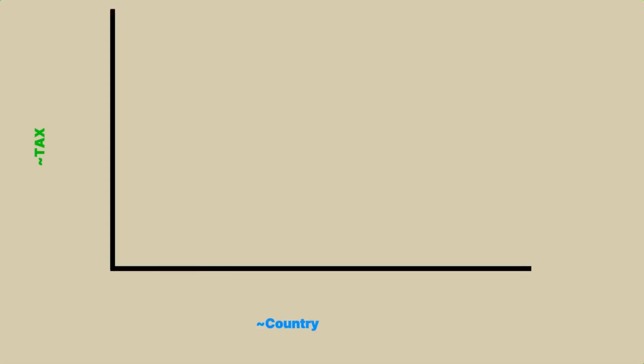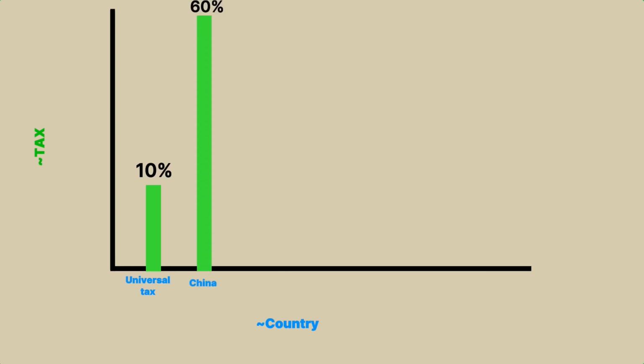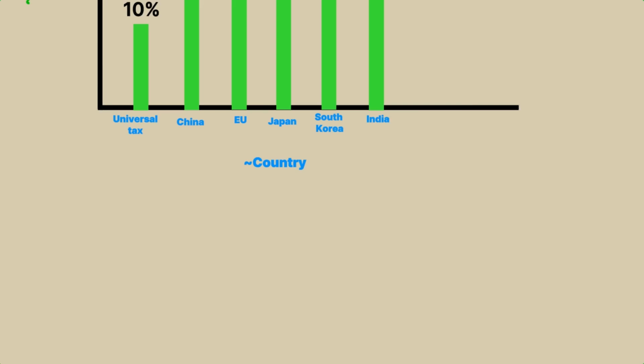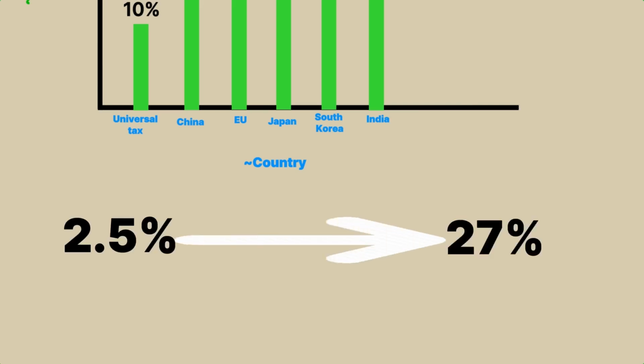Today, the situation is not so different. Trump administration has imposed 10% universal tax on all imports, 60% on Chinese goods, 15% on European Union, Japan and South Korea, and 50% on Indian products. This makes the average tariff of 2.5% till a decade ago to a skyrocketing 27%, which makes it the highest of the American history, beating the infamous Smoot-Hawley Tariffs of 1930.